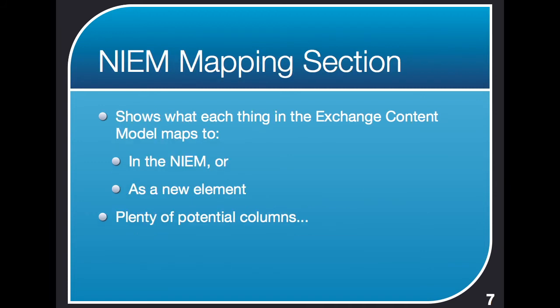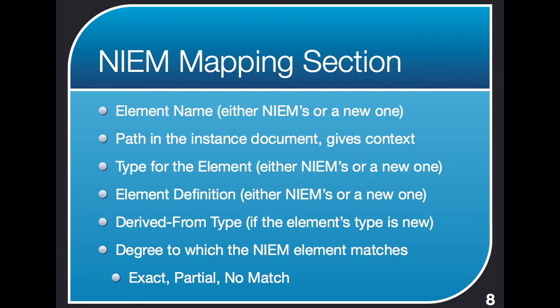The NIEM mapping section is where you show what each thing in the exchange content model maps to, either in the NIEM or as a new element. Now there's lots of potential columns that can go in this section, so many I had to put them on a separate slide. So here are some columns for the mapping section.